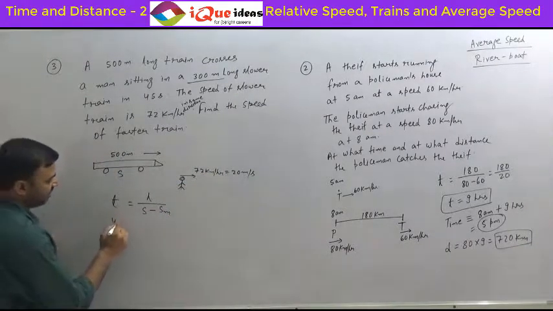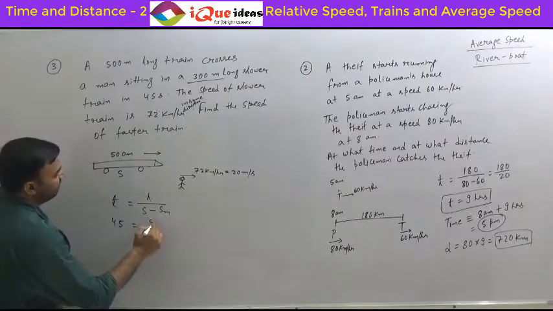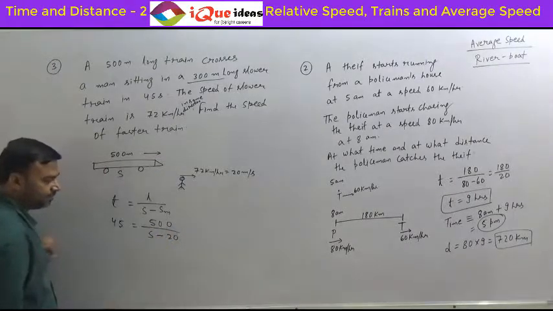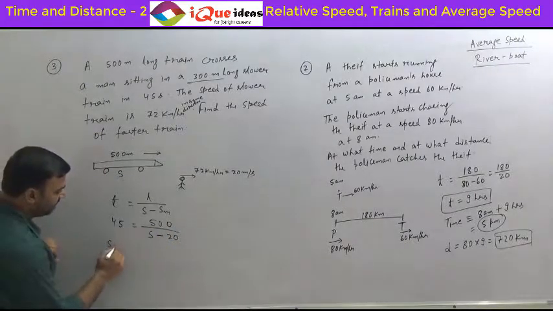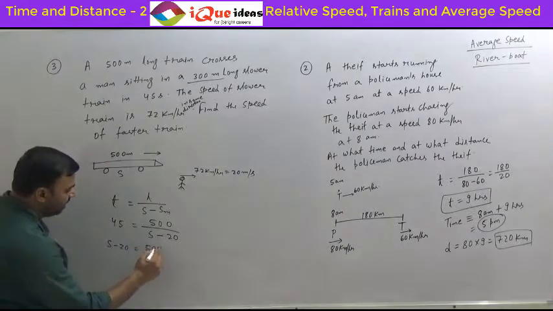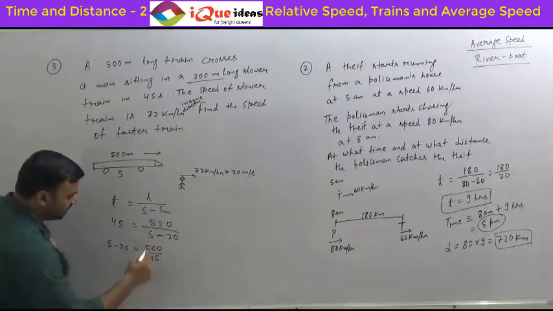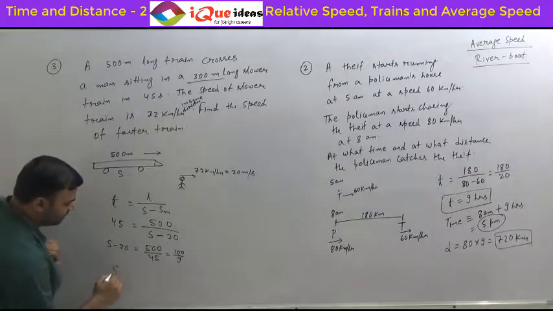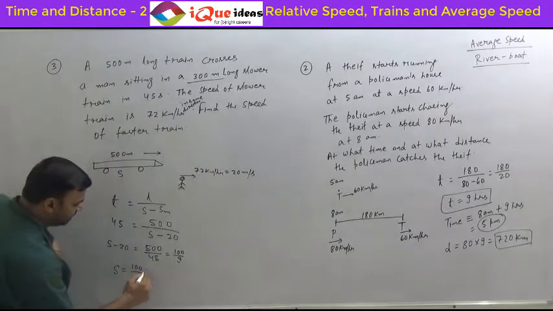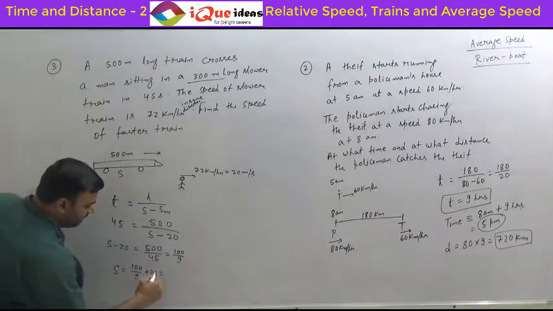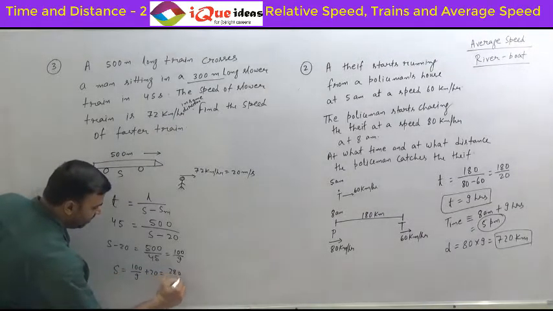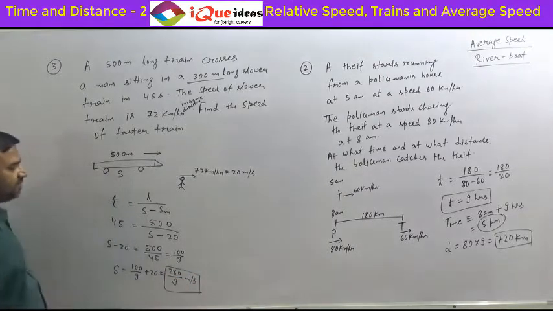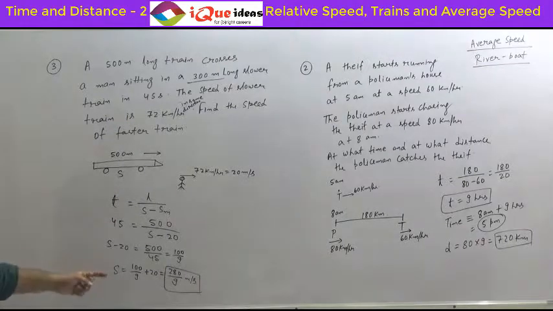Now time is given, 45. Length is given, 500. Speed of the train we have to find. Speed of the man is 20. So we get S minus 20 is equal to 500 by 45. This will become 100 by 9. So S is equal to 100 by 9 plus 20, which is 180 plus 100, 280 by 9 meters per second. So this is the speed of the train, 280 by 9 meters per second.